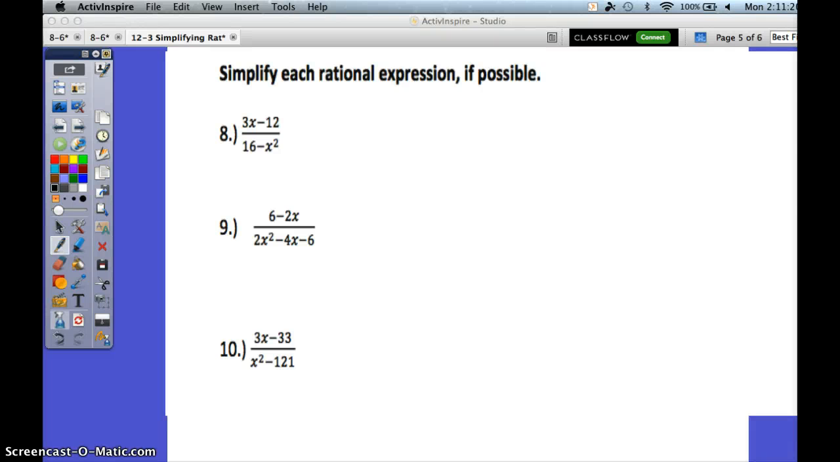Okay, for each one of these, we're going to break them down. You might need a little bit more room or a separate sheet of paper. But I'm going to go over here in the scratch work, and I'm going to first factor my numerator and then my denominator for number 8.